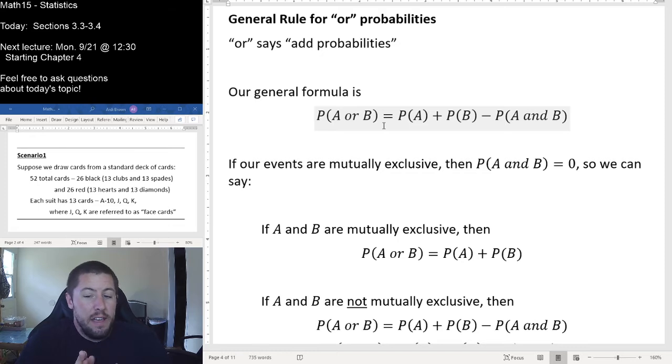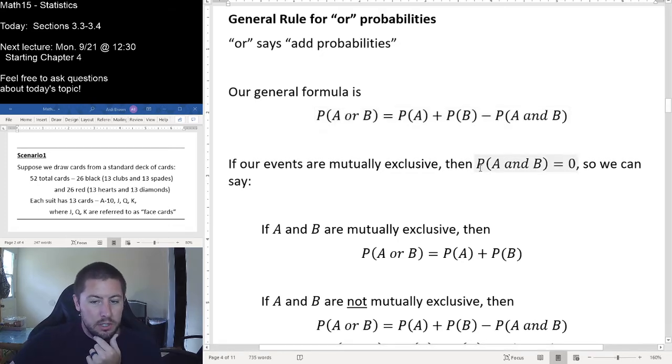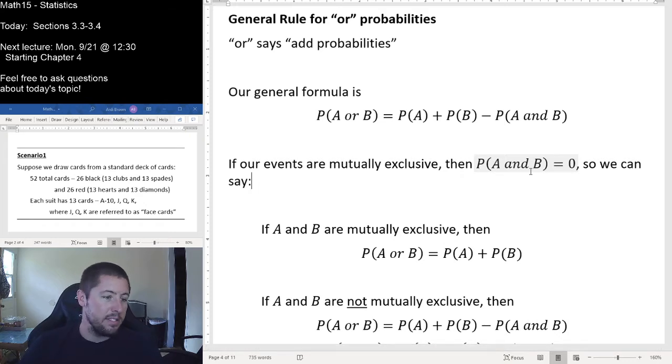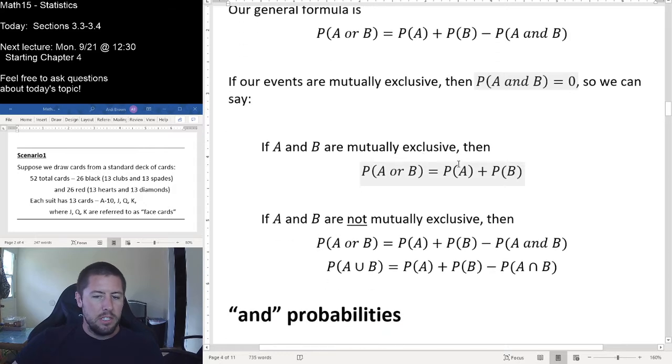You should notice that if our events are mutually exclusive, then this is just zero, right? This probability of A and B is zero, right? This is like the probability of getting a heart and a spade. There is no card that's both a heart and a spade, so that has a probability of zero. So what we can really say is if the events totally are mutually exclusive, if they're completely separate from each other and couldn't ever overlap, then when you see the word or, that just straight up says just do addition between each individual probability, which is really easy.